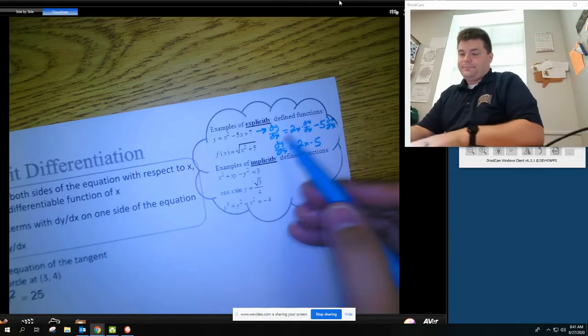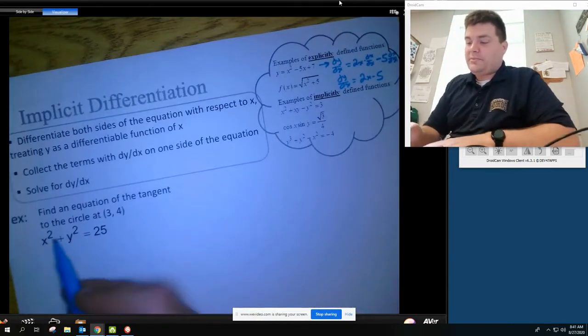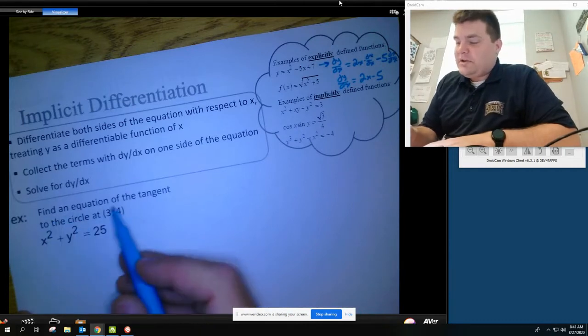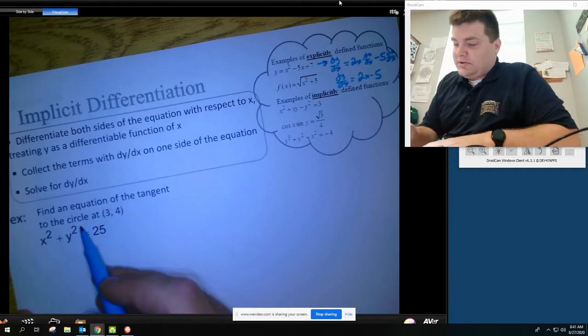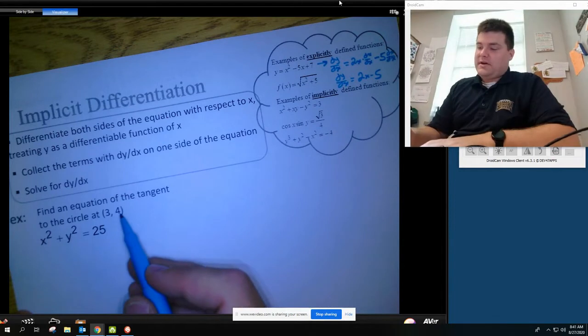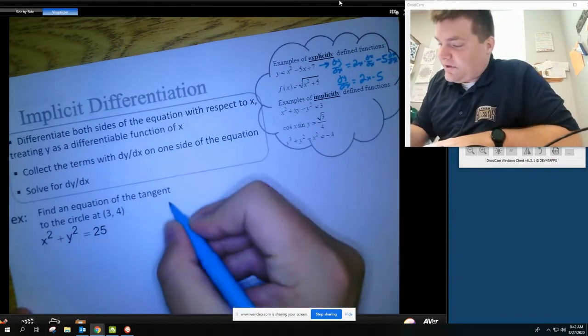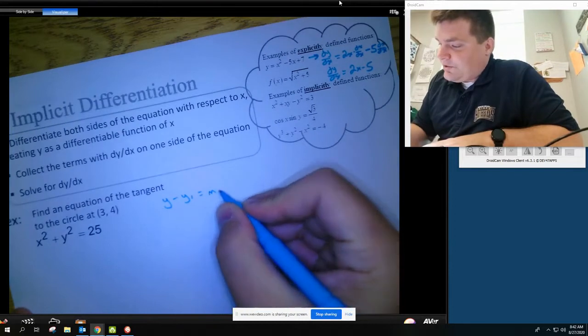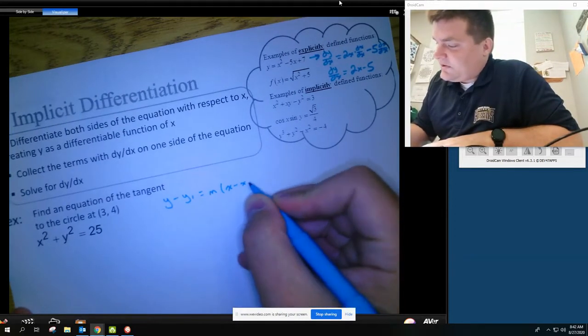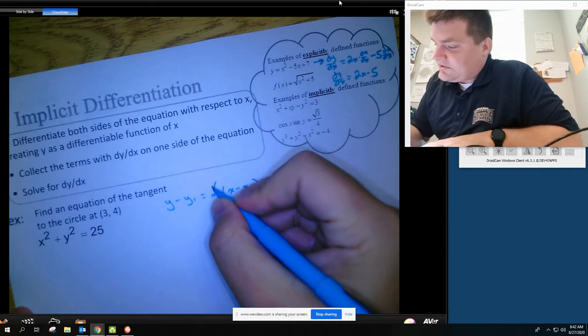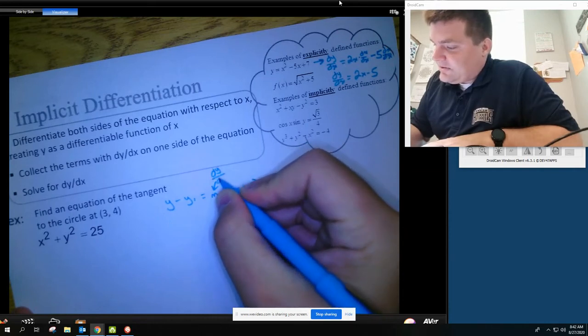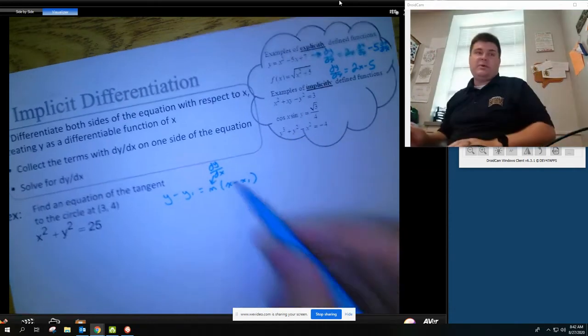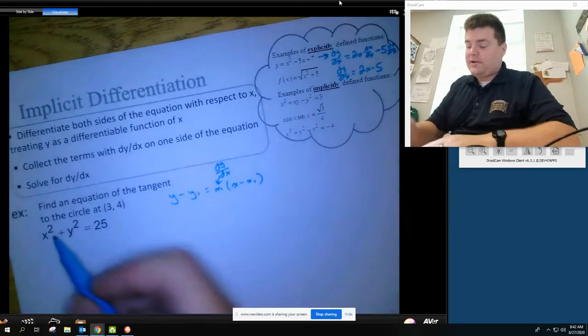Okay? So when I go to this problem right here, it says find the equation of the tangent to the circle at (3, 4). So for the equation, I need y minus y1 equals slope times x minus x1. In this case, our slope is going to be dy over dx. So I need to find dy over dx. So we're going to come over here and do that.